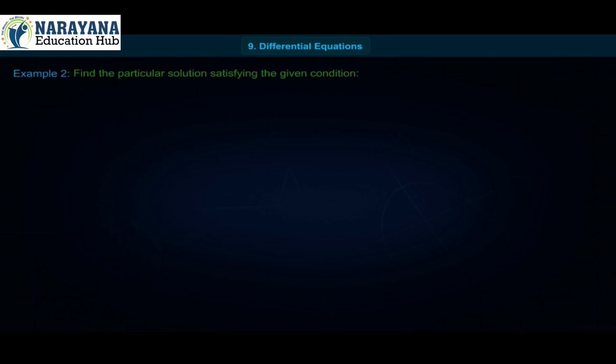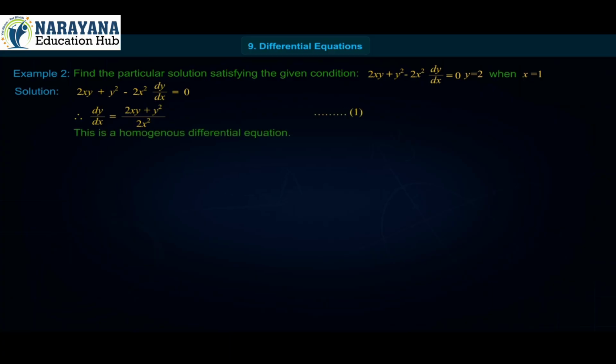Example 2. Find the particular solution satisfying the given condition. (2xy + y² − 2x²) dy/dx = 0... y = 2 when x = 1. Solution: (2xy + y²) − 2x² dy/dx = 0. Therefore, dy/dx = (2xy + y²)/(2x²). Equation 1. This is a homogeneous differential equation. Let y/x = v. Implies y = vx. Implies dy/dx = v + x dv/dx.